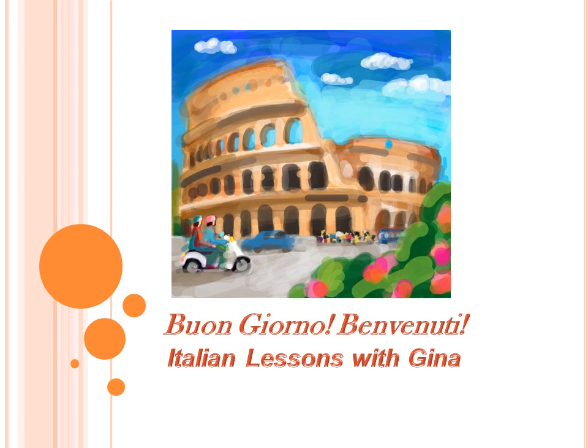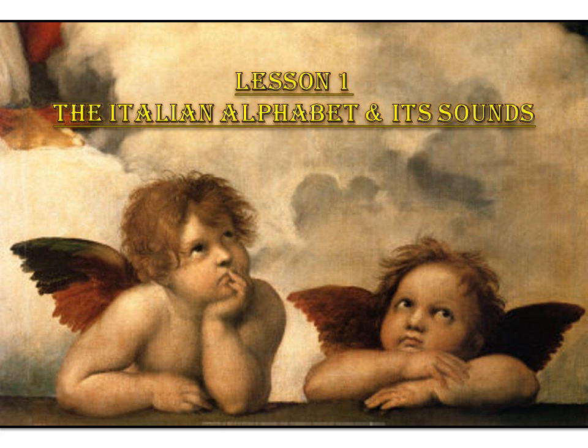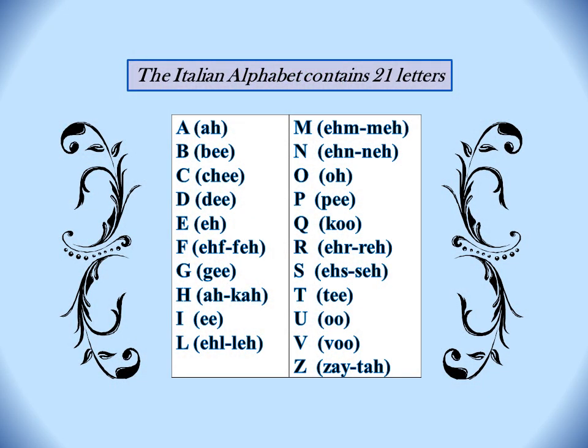This is the first in a series of brief lessons aimed at teaching Italian to English speakers. Our topic for this installment is the Italian alphabet and its sounds. The Italian alphabet contains 21 letters. They are listed on the screen with the phonetic pronunciations shown in parentheses next to each letter.